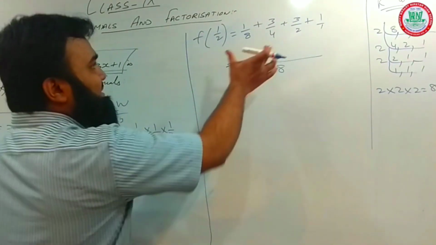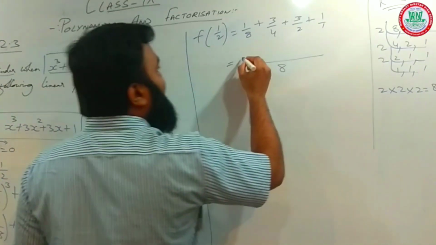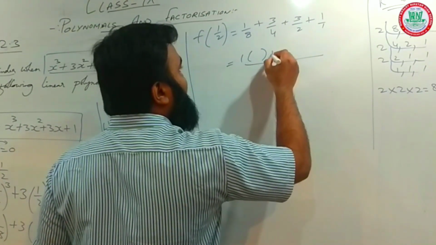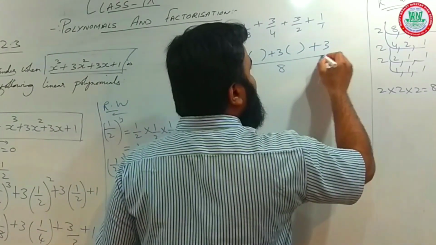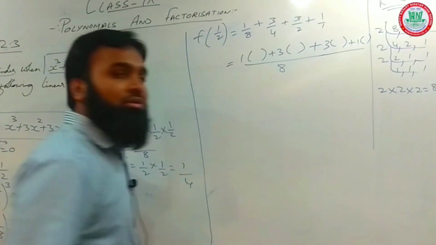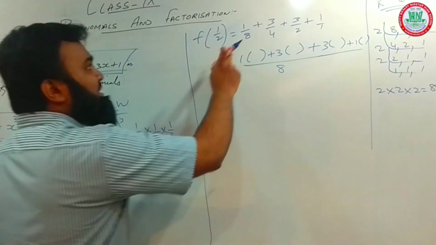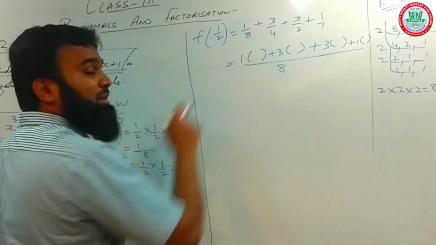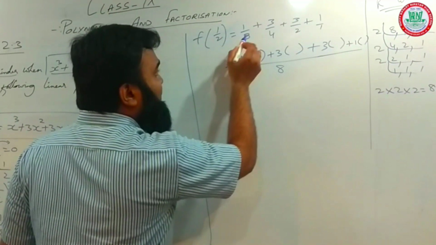To solve this, we have a simple method. We'll take 1 as it is bracket, then plus 3 as it is bracket, plus 3 as it is bracket, plus 1 as it is bracket. Okay, any doubt here? Is it clear? Now we have to see which number will come in this bracket. How can we put a number here? So we will check it here.